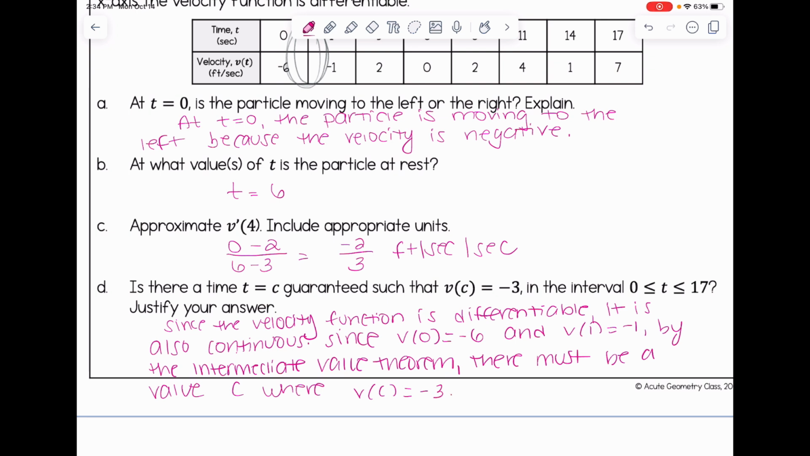So again, to recap that answer, since we know the function must be continuous and we're going from the output of -6 to -1, we have to pass -3 along the way, and that's according to the intermediate value theorem.